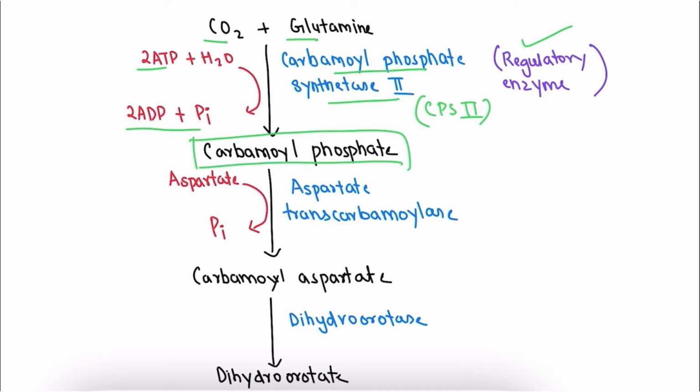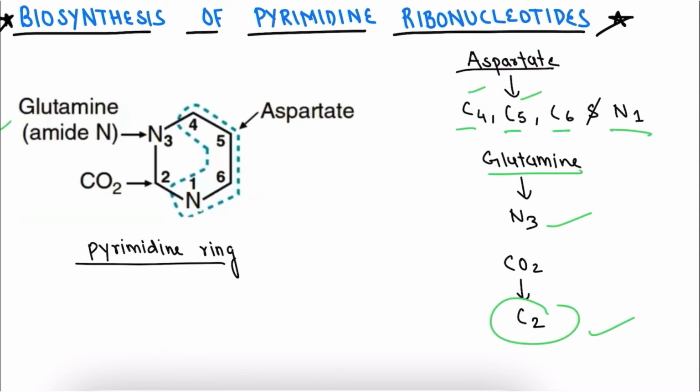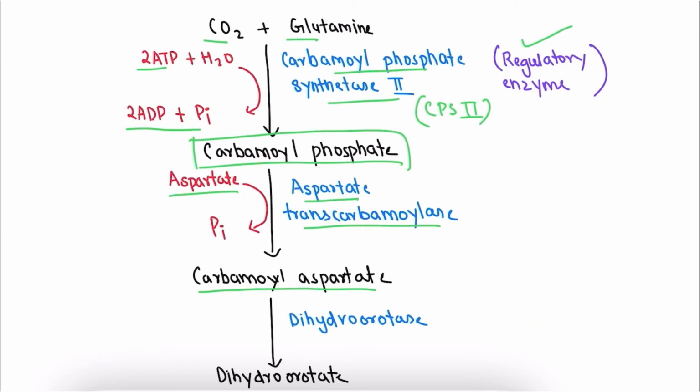The carbamoyl phosphate in presence of enzyme aspartate transcarbamylase gets converted into carbamoyl aspartate, and the aspartate is going to give us C4, C5, C6 and N1 to the pyrimidine ring. So the second structure that is formed is carbamoyl aspartate. You can remember this by CG phosphate P and aspartate A, so CGPA. The first slide you can remember by CGPA. And this carbamoyl aspartate gets converted into dihydroorotate in presence of enzyme dihydroorotase.